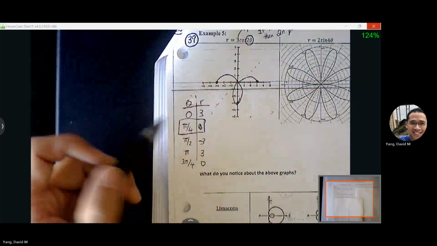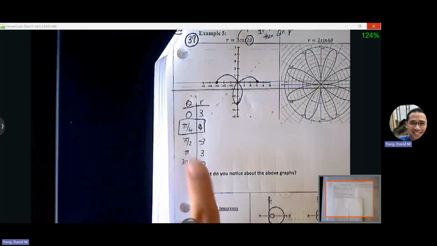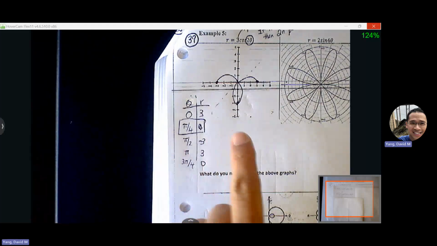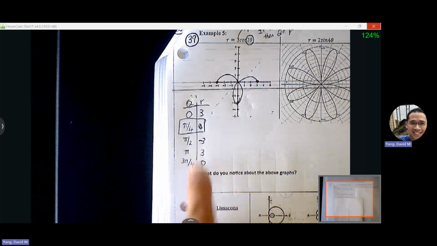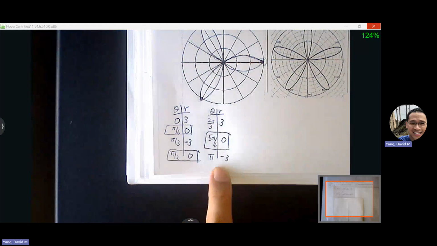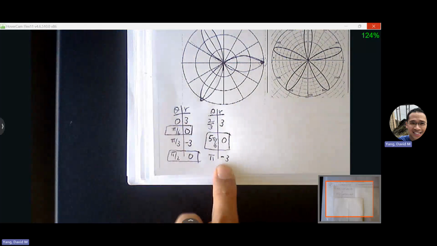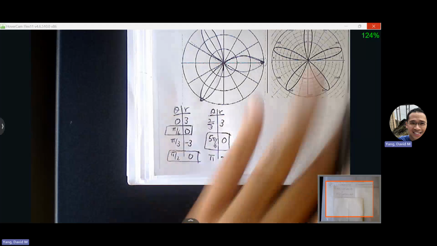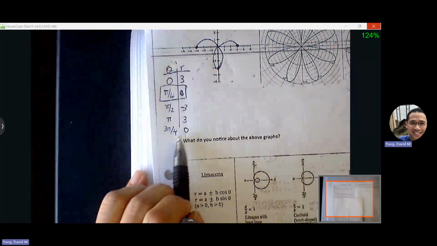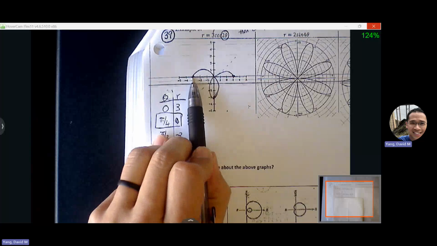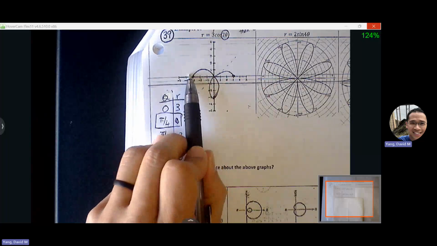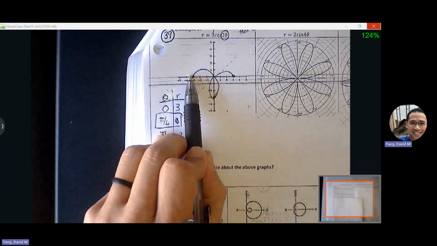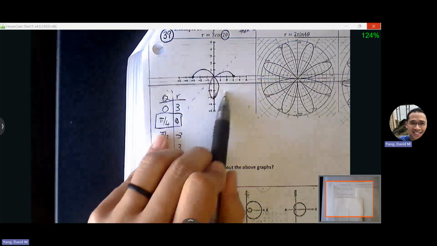Now, if you look, normally from the previous problems, when we got to pi, we were back to where we started, right? Here, 0, 3 is the same thing as pi, -3. But the issue is that with an even number, when you reach pi, it's going to end up in a different location than where you started. So it's going to have to go through another cycle before it can complete all these petals.